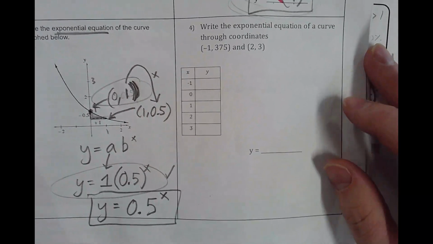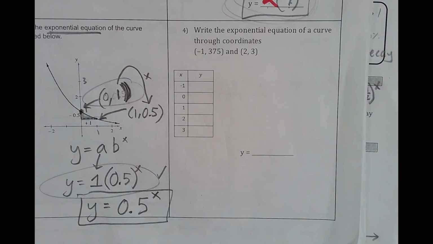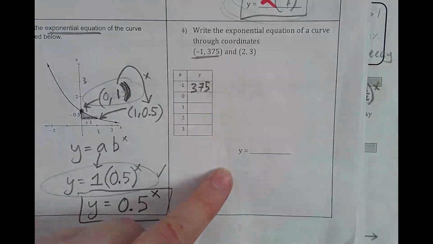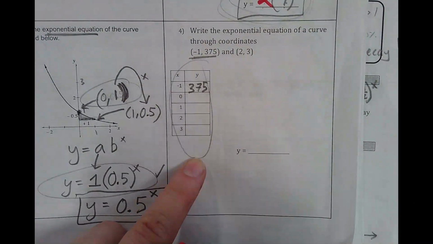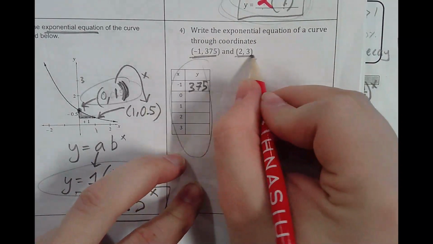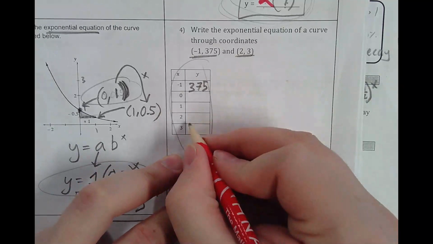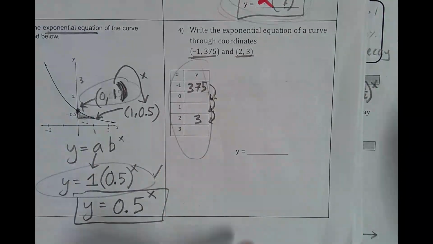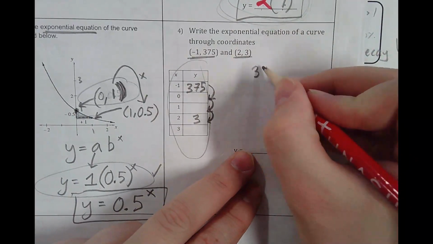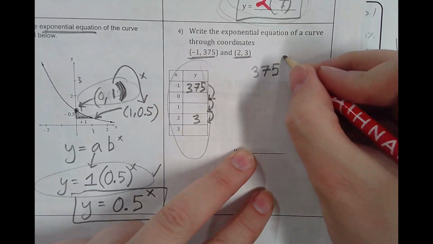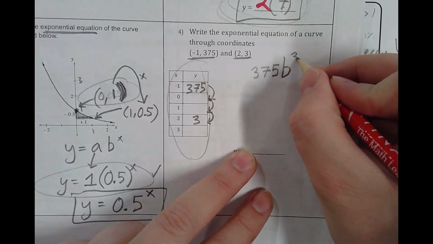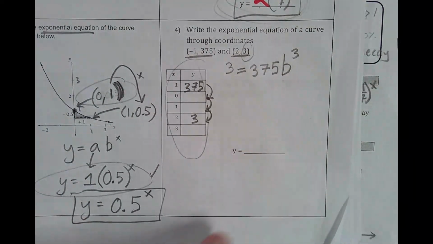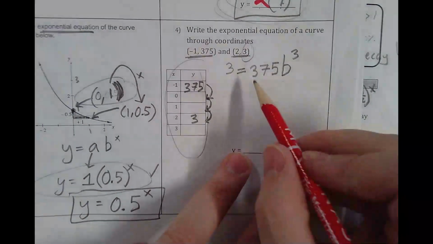Okay, let's go to the hardest problem on this page, which is a problem that has a negative in it. Carefully notice, this does say negative 1, 375. And if there's no table written there for you, create one. It's going to be very helpful for you. So the first coordinate is negative 1, 375. The second coordinate is 2, 3. How many steps of multiplication will it take to get there? It'll take 3 steps. So I start with 375 and multiply by my multiplier 3 steps to get to the number 3. Kind of confusing, but we know it's going to take 3 steps.